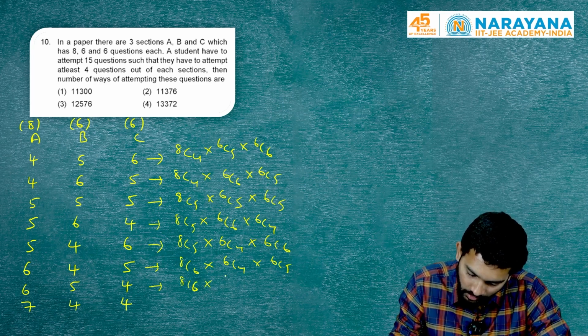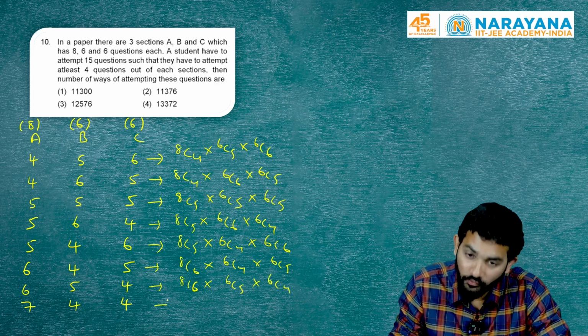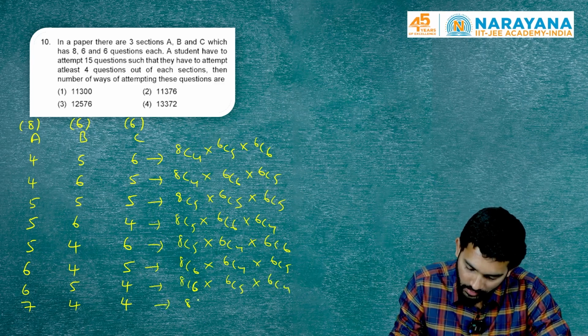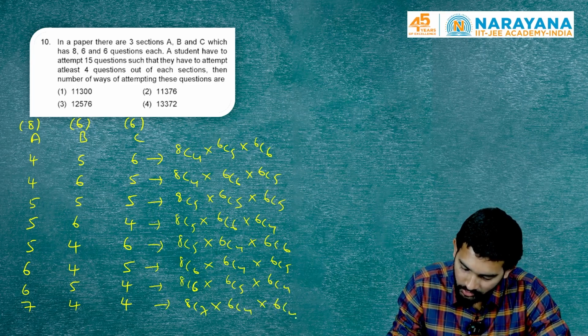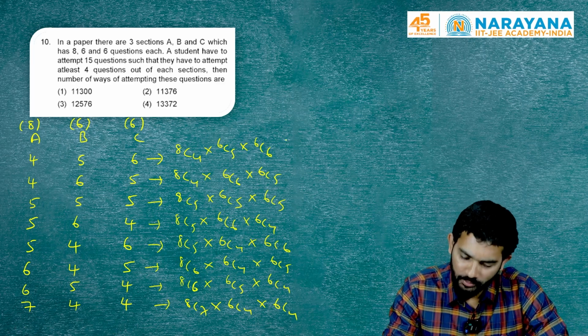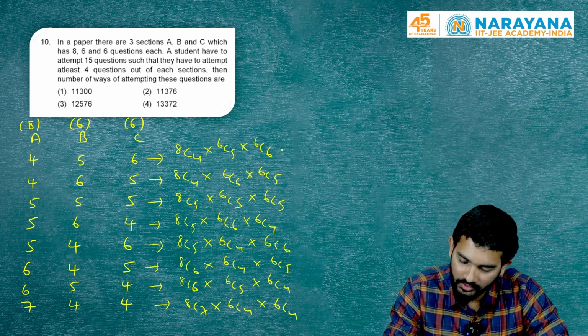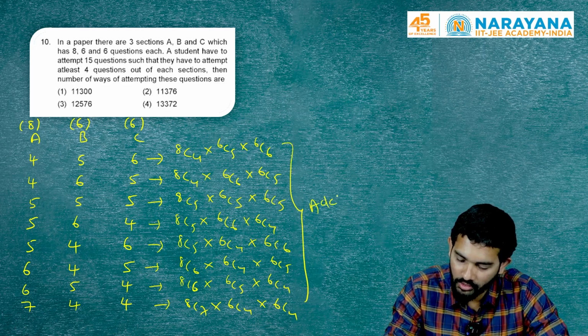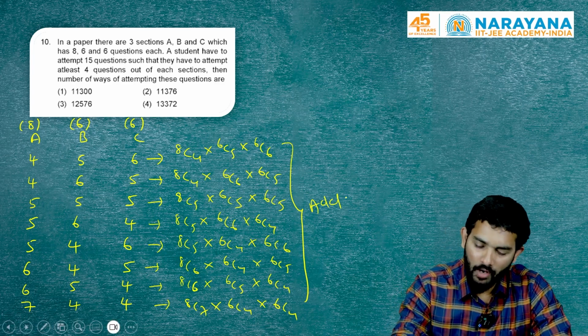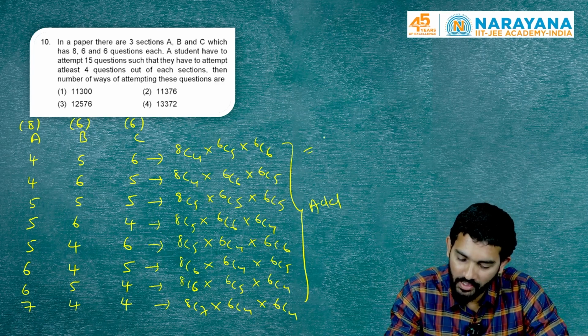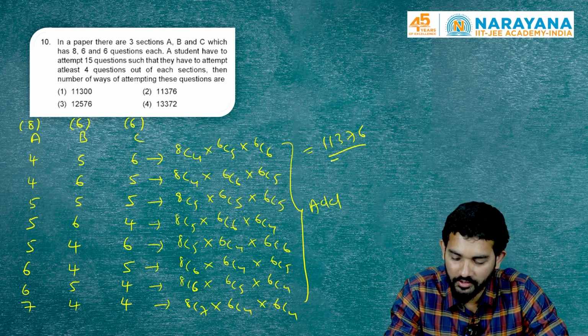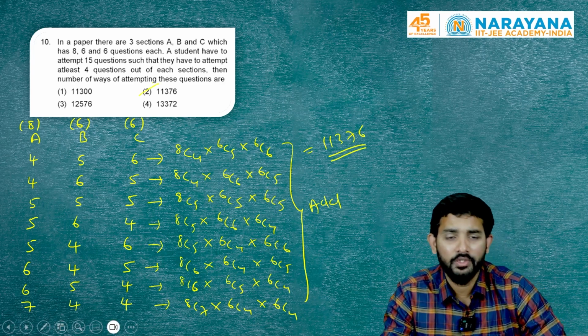8C6 into 6C5 into 6C4, and 8C7 into 6C4 into 6C4. Now if you simplify these things and add all of them, because there are different possibilities, you will get this sum as 11376 after simplification, which is option 2.